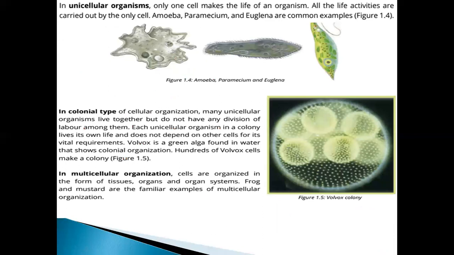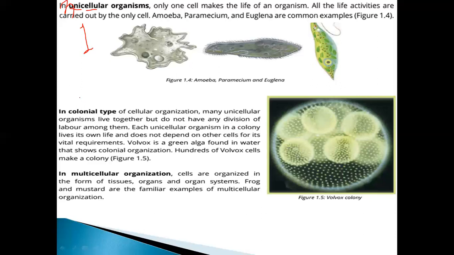Now let's take a look at the third point of this topic, that organisms are divided on the number of cells they have. There are three different types of organisms here. Number one, unicellular. Uni means one. Unicycle means a one-wheel cycle. Unicellular, uni means one, cellular means cells. So those organisms which have only one cell are called unicellular organisms.